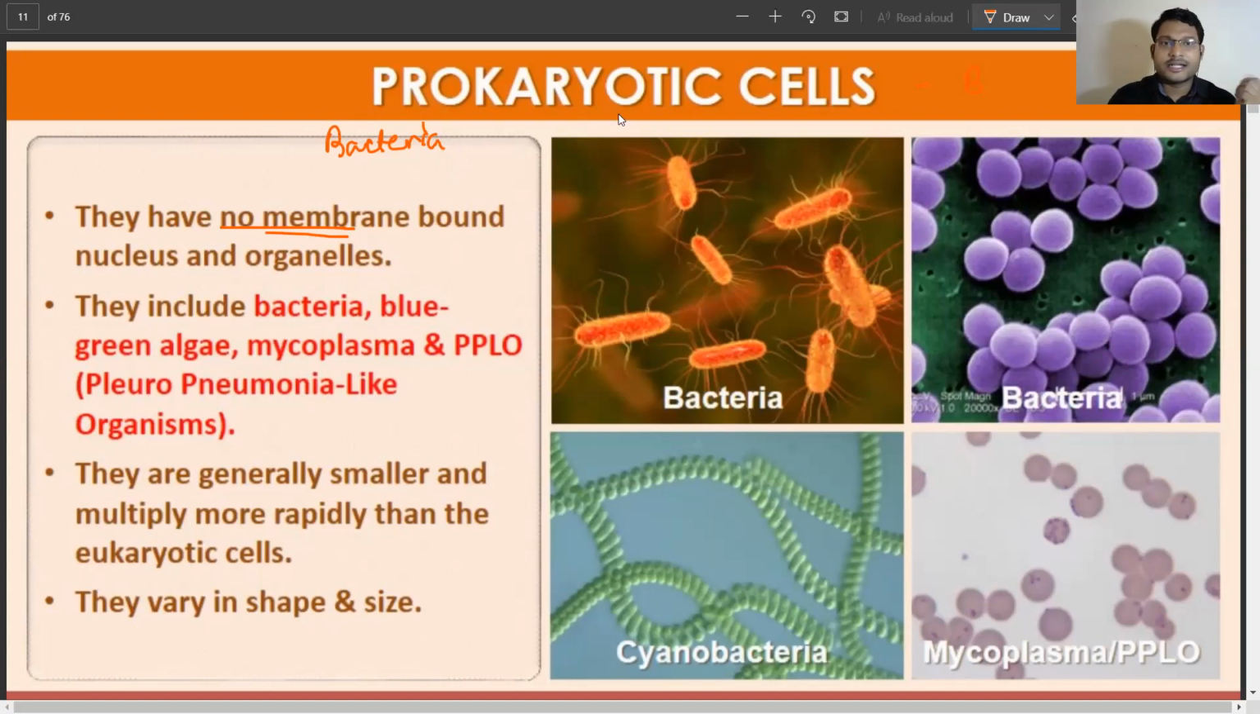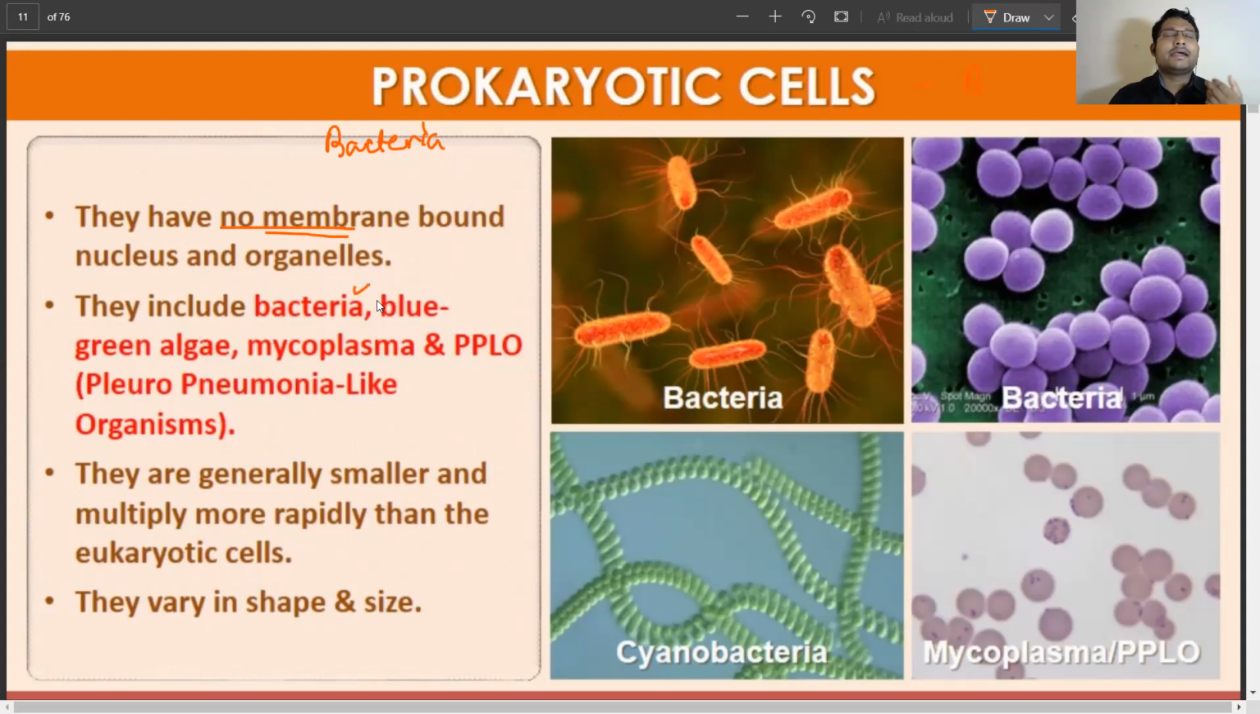DNA is actually negatively charged, and this negatively charged DNA combines with proteins which are positively charged, and they form the structure called nucleoid. Now, these prokaryotic cells include the bacteria, right?